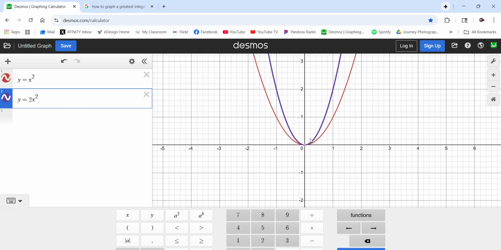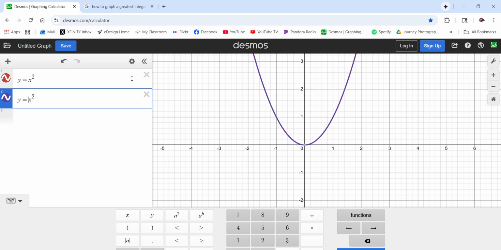Because instead of going over 1 and up 1, it's going to go over 1 and up 2. So it makes it steeper, doesn't it? All right. So again, at first, I just let you say it made it wider because that's what I would have thought initially, right? It just kind of looks like, oh, if I put a 2 in front of it, it just makes it wider. But it doesn't. It actually makes it skinnier, okay?